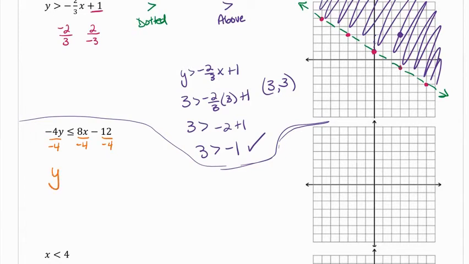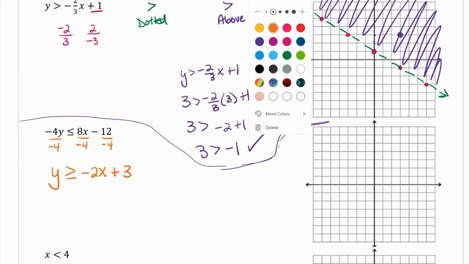We just divided by a negative. It's an inequality, so what do you have to do? Flip the sign in the other direction. So I'm going to switch it this way. And then 8 divided by negative 4 is a negative 2x. Negative 12 divided by negative 4 is a positive 3. Okay, so now we're in slope-intercept form.